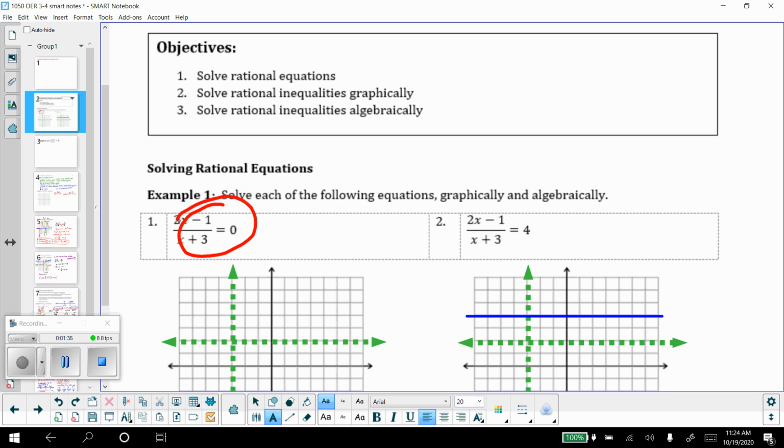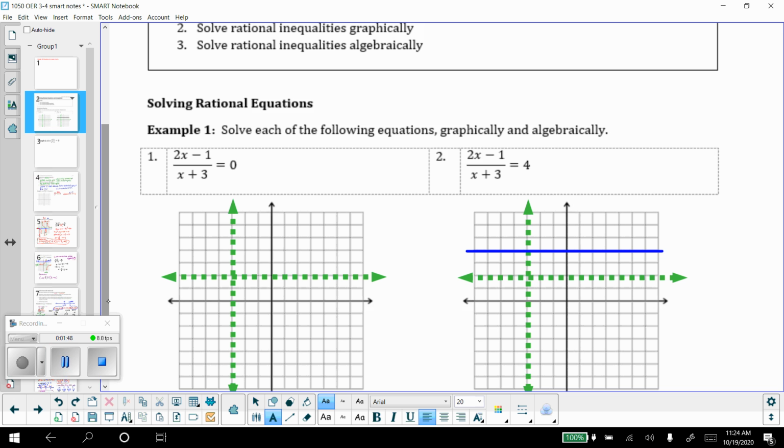Okay, so let's go ahead and graph this. I've already got my asymptotes in here. Let's talk about what those are. We've got an asymptote at x = -3 because of the x + 3 in the denominator. And then we have an asymptote at y = 2 because the degrees in the numerator and denominator are the same, so the leading coefficients give 2 divided by 1, which equals 2. So we've got our y = 2 here and our x = -3 here.